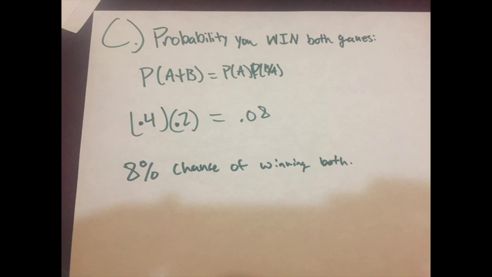Part C, the probability you win both games. So to get that, you do the probability of A and B again, and this time it'll be 0.4 times 0.2, which is equal to 0.08, and so you'd have an 8% chance of winning both games, which is not very high.